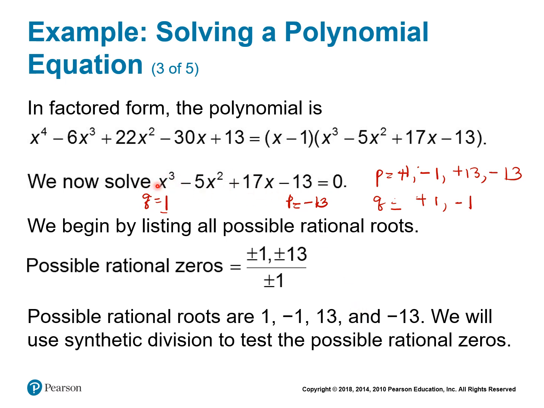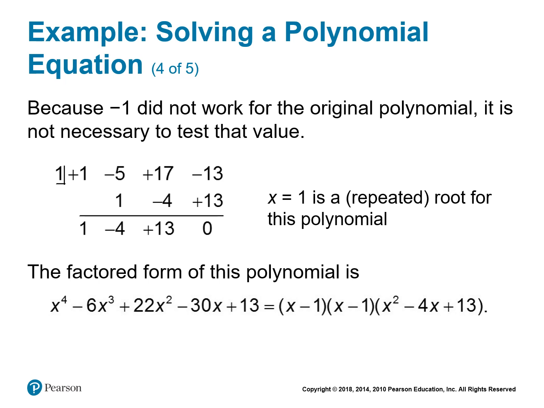All right, x cubed, not the original one, on this polynomial that we got from the quotient of the previous synthetic division. So now we'll be performing the synthetic division. Remember what our possible zeros were. It was plus or minus 1, plus 1, minus 13, plus 13, correct?